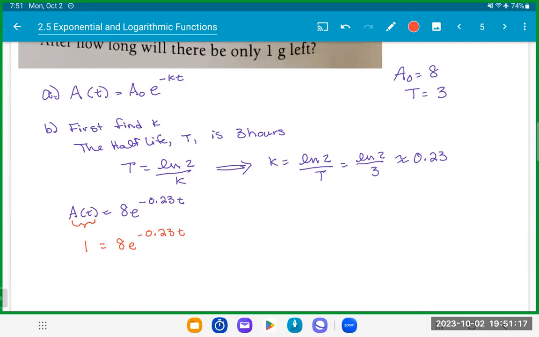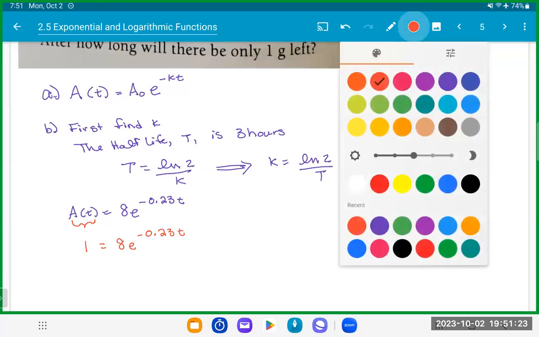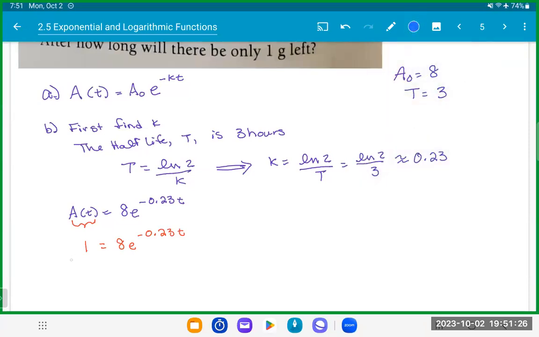So I have this exponent of e raised to some exponent. Remember back to our previous chapter, we can take the ln of both sides, right? Actually, before we could take the ln of both sides, I have to get rid of this 8, right? So I have 1 divided by 8, which is 0.125, equals e raised to the negative 0.23 t. Now I can take the ln of both sides.